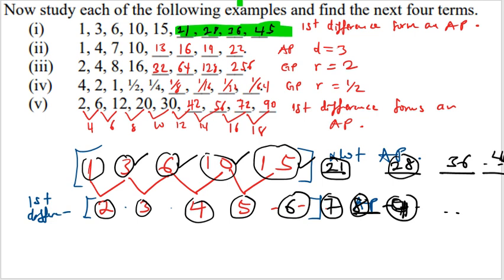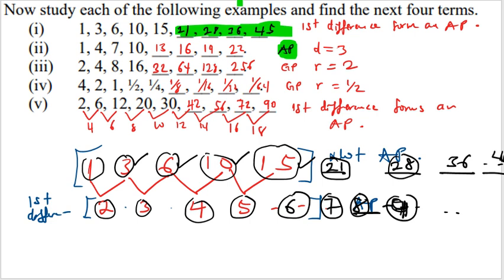Alright. Now let's move on to the II. With the II, we have 1, 4, 7, 10. Let's look at the difference. 4 minus 1 is 3. 7 minus 4 is 3. 10 minus 7 is 3. So you can see that this one has a common difference, therefore it is an arithmetic progression. Because we have a common difference of 3, it means we keep adding 3 to each term.